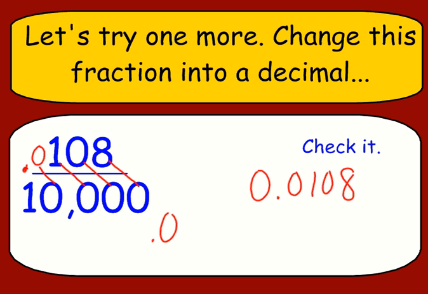0.0108, and I could check either of these just to make sure that I did write 108 10,000ths. I'll put a 1 under the decimal, zeros under the numbers. Does that say 108 10,000ths? Yes, it does. So this is just a couple little tricks if you think you need them, if you get stuck when you're converting fractions to decimals or decimals to fractions.